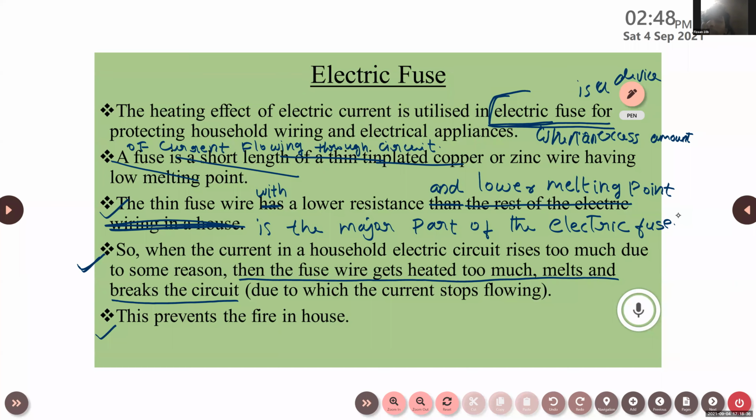Then the fuse wire gets heated too much, melts and breaks the circuit. That's all. Is it over? One minute. Right. Okay.